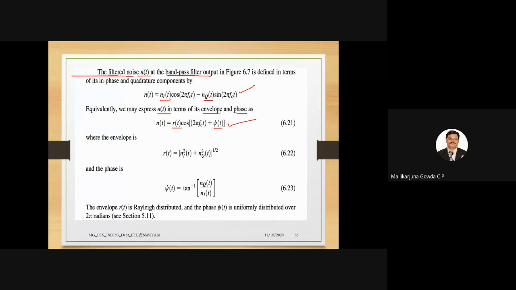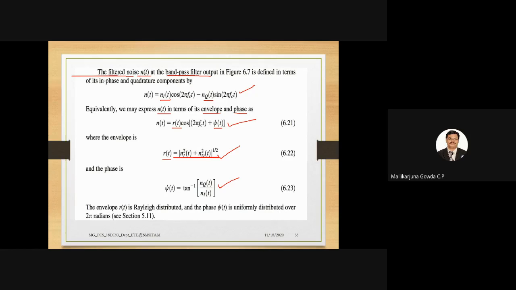Okay. This is the second one. So where this R of t will be equal to what? You can write it as square root of N_I squared of t plus N_Q squared of t. So this is the envelope. We define the envelope like this. Then we define the phase as tan inverse of N_Q of t by N_I of t. I'm repeating, I think I have told this in the previous class also.